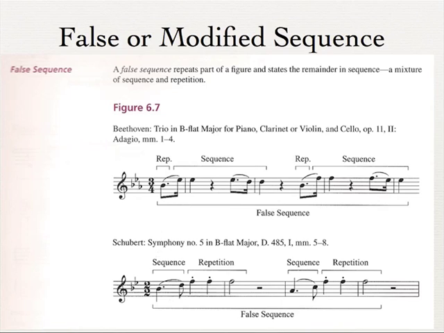Same thing with the Schubert example, only in this case the first part is sequenced and the second part is not. So the first part, B flat, D, F, F, and the sequence goes down a step, A to C, but then keeps on going on the F. So part of it's sequenced and part of it's not, and that's called a false sequence.